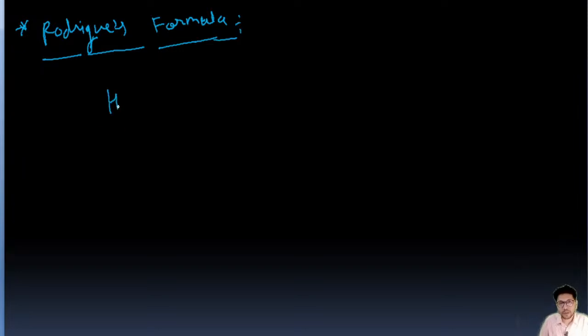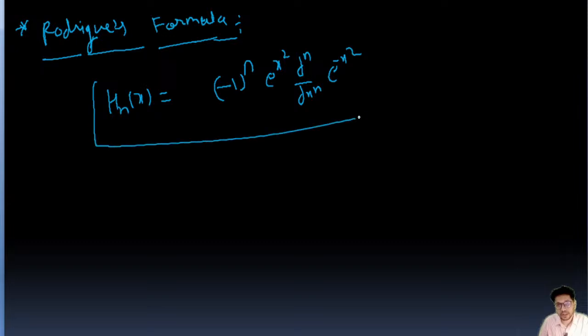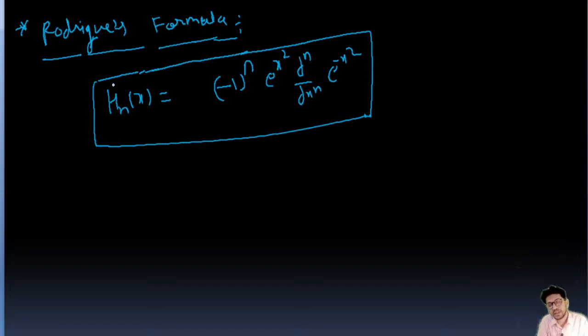So the Rodrigues formula for the Hermite polynomial is Hn(x) equal to minus 1 to the power n, e to the power x square, dn upon dxn of e to the power minus x square. Very important, guys, because I have also explained the Hermite polynomial in quantum mechanics, in the harmonic oscillator chapter. I have already explained the values of H0, H1, H2 in my quantum mechanics lectures, so here also I will write those things for you. So this is the Rodrigues formula: minus 1 to the power n, e to the power x squared, dn upon dxn of e to the power minus x squared.